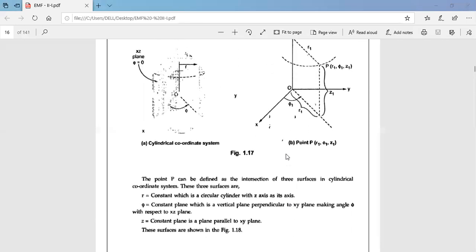Now, the point P can be defined as the intersection of three surfaces. R. Yes, sir.